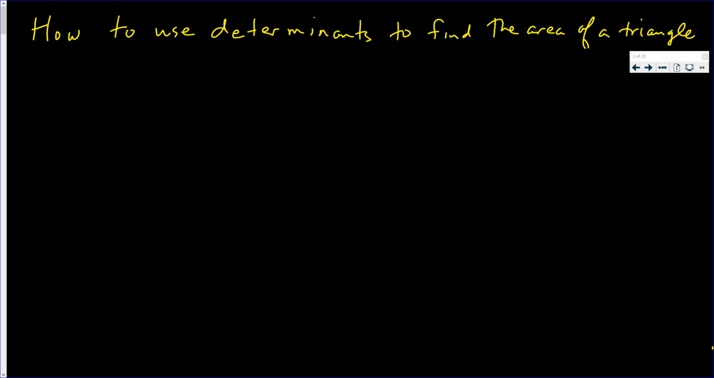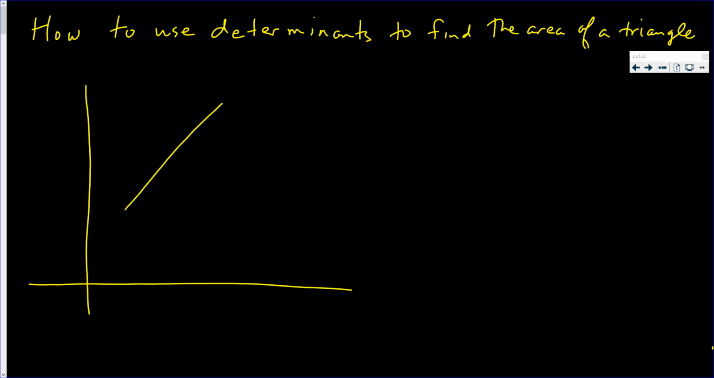In this video, I'm going to show how you can use determinants to find the area of a triangle. So let us draw a triangle in the XY coordinate system. And here is this nice arbitrary looking triangle. Points A, B, and C.